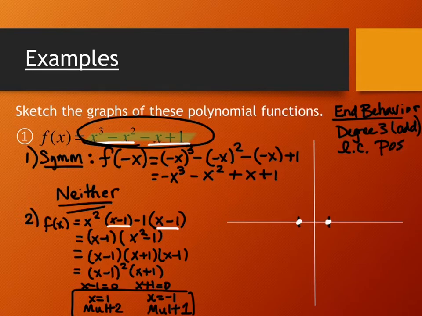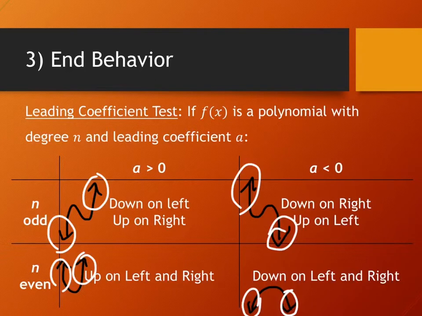So I need an odd degree with a leading coefficient that's positive. Where am I on this chart? Odd degree puts me where? Top row, right? Odd degrees on the top row. In which case am I in? Positive or negative coefficient? Positive. So it's the first quadrant, right? It's this piece. This tells me that on the left-hand side, I'm going to be above the x-axis. And on the right-hand side, I'm going to be below the x-axis.